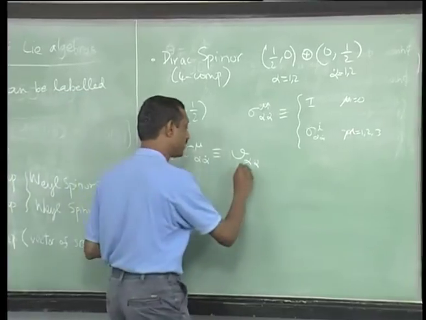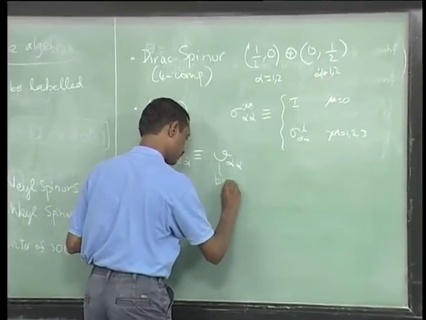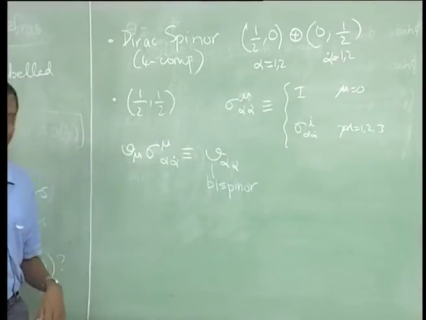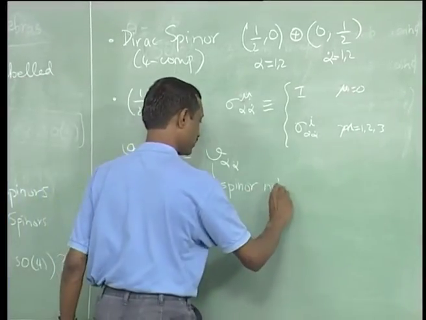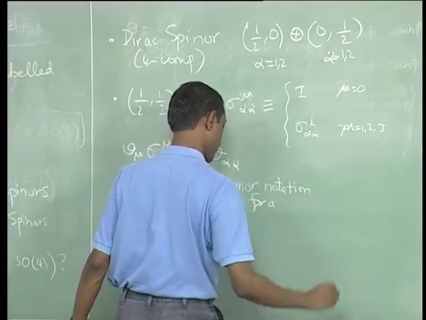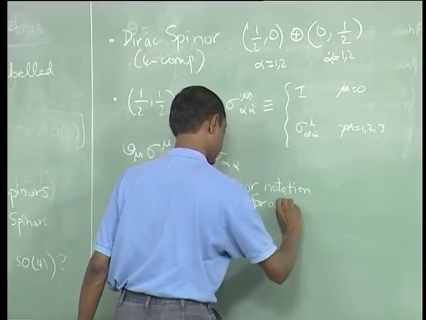So this is called the bi-spinor notation, because it has 2 spinor indices, bi-spinor notation for a vector.